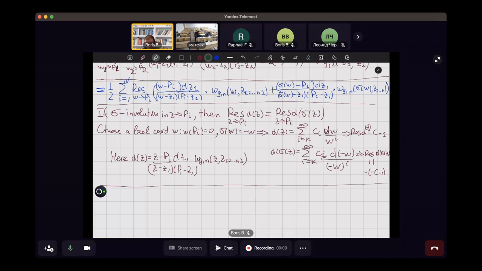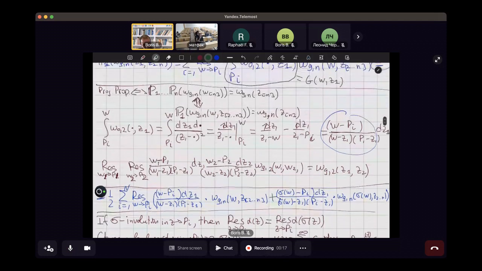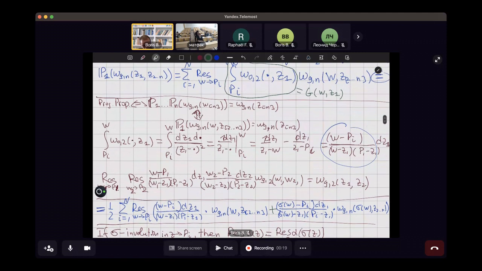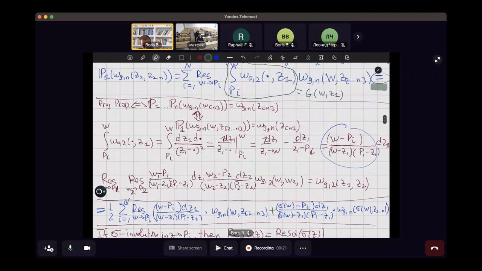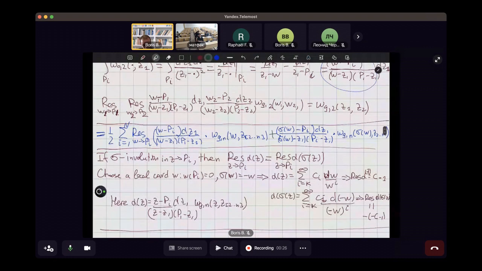Sorry for the pause. So we actually understood the following: to prove this equality, it's only needed that sigma is an involution. And the statement is the following: if sigma is an involution, then in fact the residue of some form alpha is equal to the residue of alpha of sigma of z, and it's more or less evident. So the proof is here.